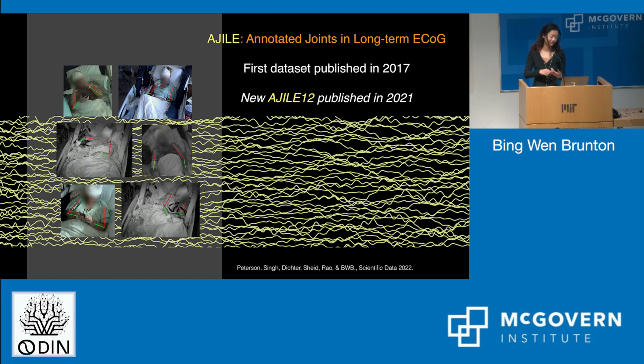We call it the AGILE dataset, the annotated joints in long-term ECoG. We can't, for privacy reasons, release the actual videos and audio, of course, but we were able to release at least the 2D joint positions of these participants, along with the entirety of their human ECoG recordings.